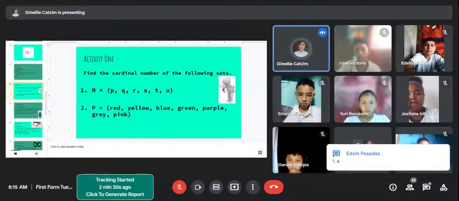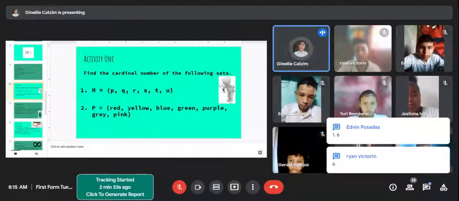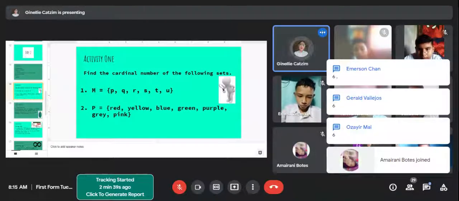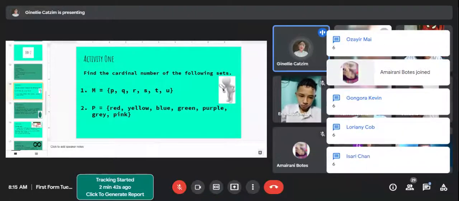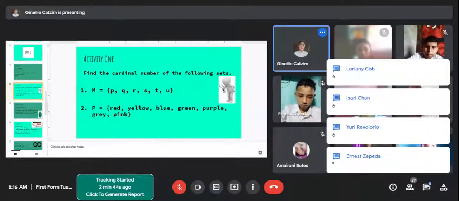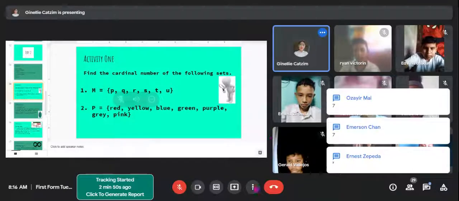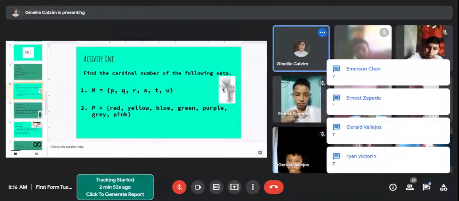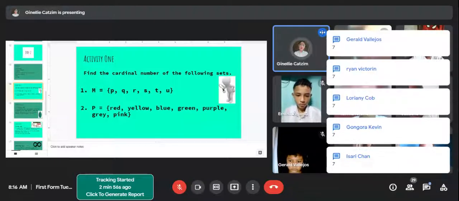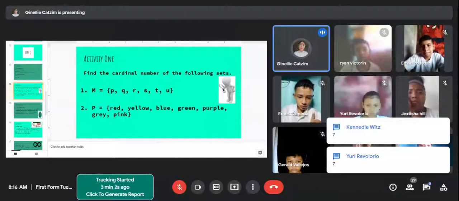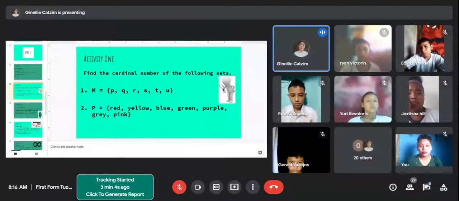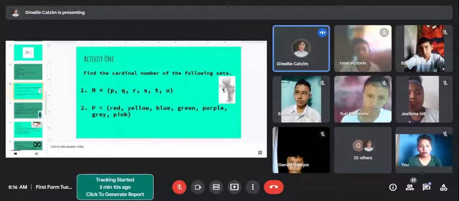The cardinal number for number 1 is 6, says Edwin. Ryan says 6 too. 6, very good. For number 1, it is 6. And what is it for number 2? The cardinal number of the set. Okay, they're saying 7, very good. The cardinal number is 7. Remember, the cardinal number is the amount of elements in a set, okay? As I mentioned, please take note of this. Everything that we will do today is found on your activity 1.